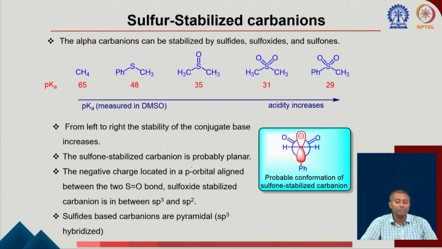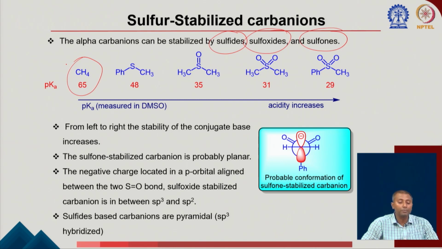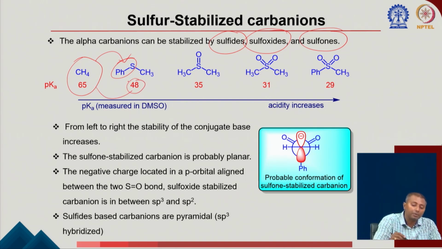So first thing we want to start with: the alpha carbanion can be stabilized by sulfides, sulfoxides, and sulfone. So if you try to compare the pKa moving from methane, if you replace one of these hydrogens by SPh, you can see the pKa jump from 65 to 48. Now we move to SOCH3. We replace one hydrogen of methane by SOCH3. Now pKa jumps to 35.